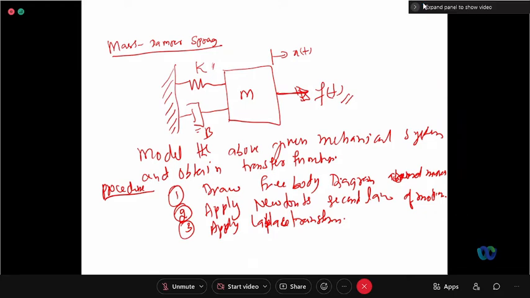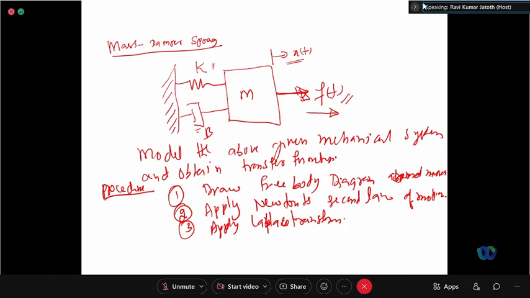Transfer function only, na? Yeah. So when a mechanical system is given to you, you have to draw the free body diagram across the mass or around the mass. So now I am drawing the free body diagram of it. Force F of t is applied in this direction. Displacement x of t is there in this direction.